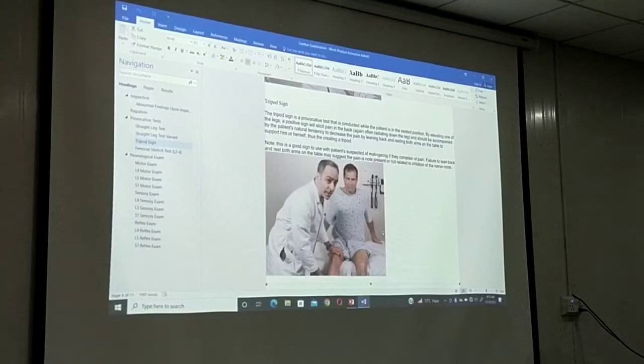By elevating one of the legs, a positive sign will elicit pain in the back, again often radiating down the leg, and should be accompanied by the patient's natural tendency to decrease the pain by leaning back and resting both arms on the table to support themselves, thus creating a tripod. This is a good sign to use with patients suspected of malingering if they complain of pain. Failure to lean back and rest with both arms on the table may suggest the pain is not present or not related to irritation of the nerve roots.